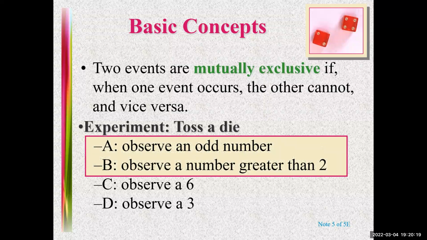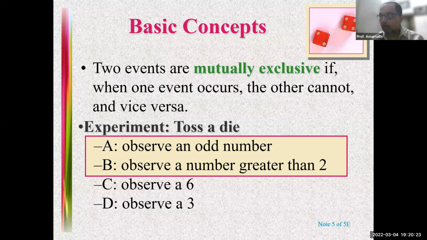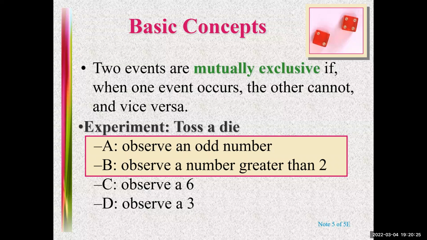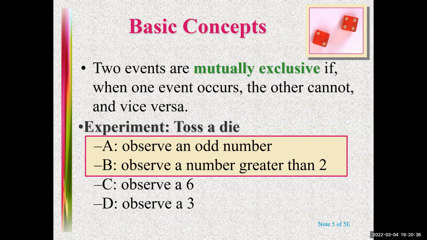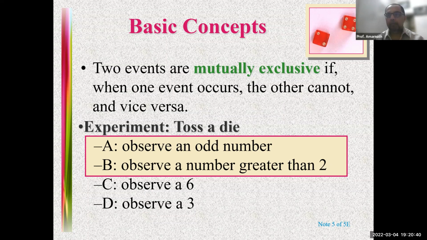Professor, B and C can happen together, right? Sorry? B and C, observing a number greater than 2 and observing a 6, both would happen together. Like if we get a 6 on the die, the number would be greater than 2 and we are observing a 6. Yeah, so definitely both the events are happening. Both can happen, but they are mutually exclusive in the context of what you are talking about. It's all a hypothetical way of understanding.